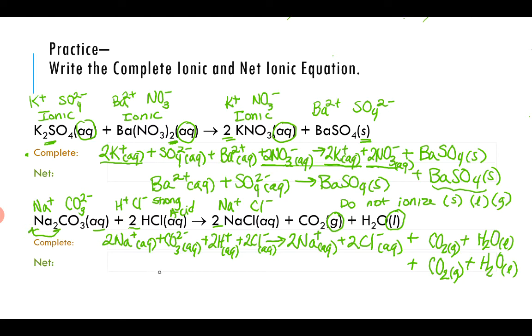Now for my net ionic equation. I have to look on both sides, and I see my chlorine on both sides and my sodium on both sides. And so those are going to cancel. And so in my net ionic equation, I am left with carbonate, and I am left with H plus ions, and that's all I'm left with on the reactant side.